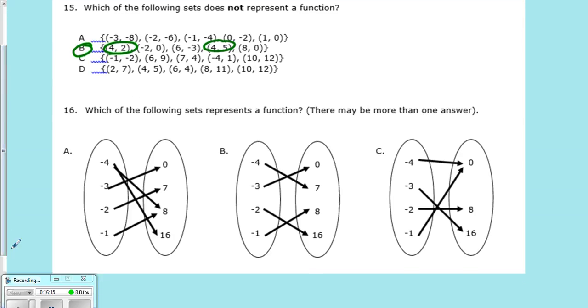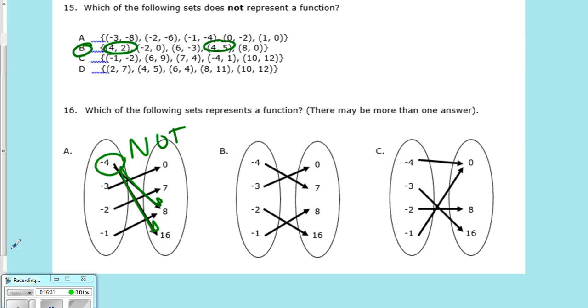Okay, 16 has some mappings. So this one is extending your knowledge of mapping. We want to know which one represents a function. It says there may be more than one answer. So A is not a function, right? Who's cheating? Mr. Negative 4 here. He is making two phone calls. That is not allowed. Okay.